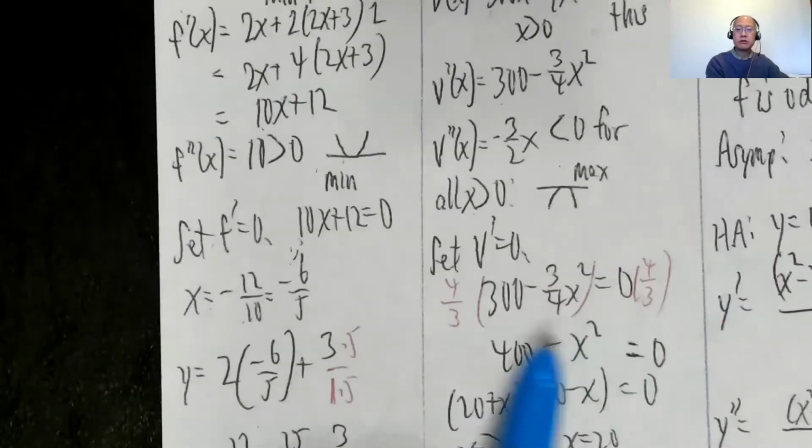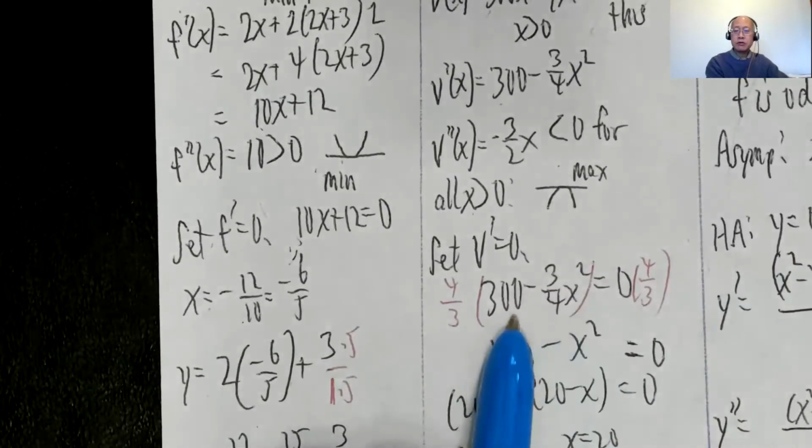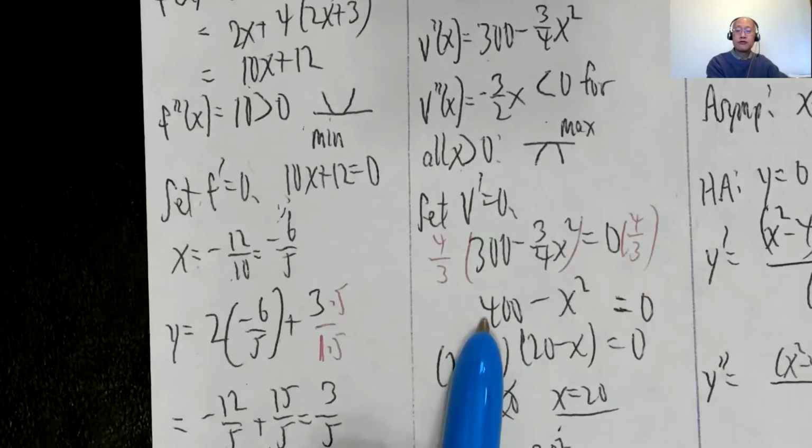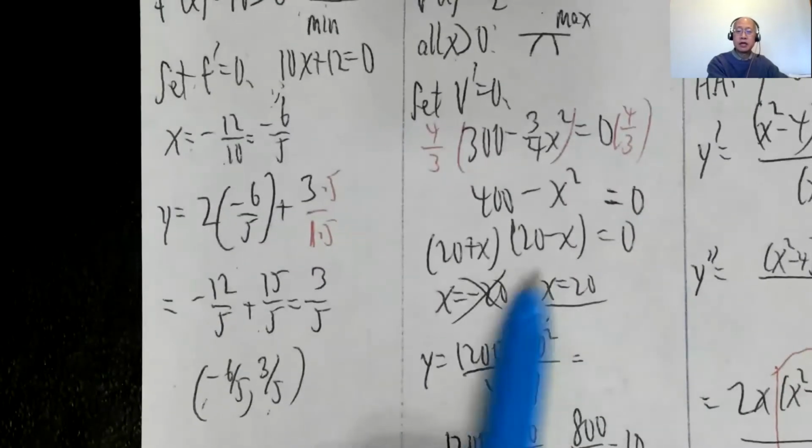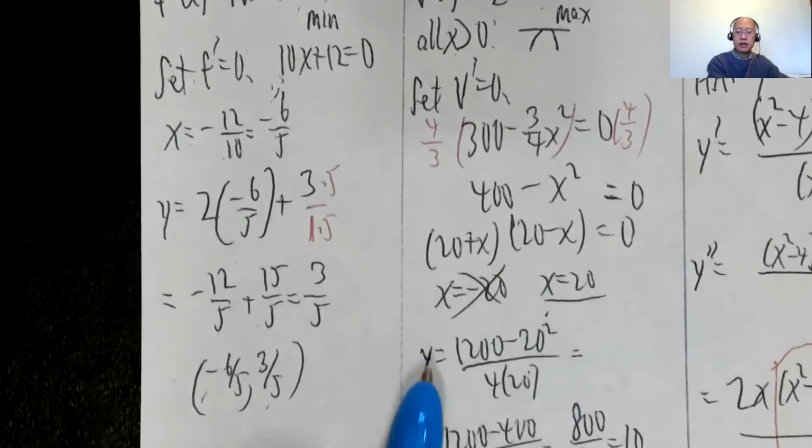Set V prime equal to 0. Set this equal to 0. Multiply both sides by 4/3. 400 minus x squared equals 0. Factors into (20 plus x)(20 minus x). Forget the negative, so x is 20.